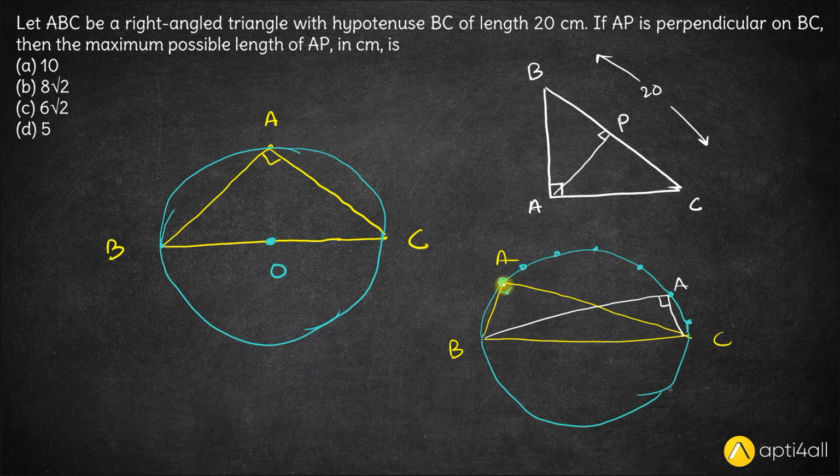So if you draw a perpendicular from A to BC, in this case this will be the length of AP. In this case this will be the length of AP. So think about it. When will AP be the highest? AP will be highest when A is immediately above the center of the circle here. Right? And what will be the length of AP in this case? If P is at the center itself, the length of AP will be same as the circumradius of this triangle, right? And also we know circumradius of a right triangle is half of hypotenuse. Half of hypotenuse is 10.